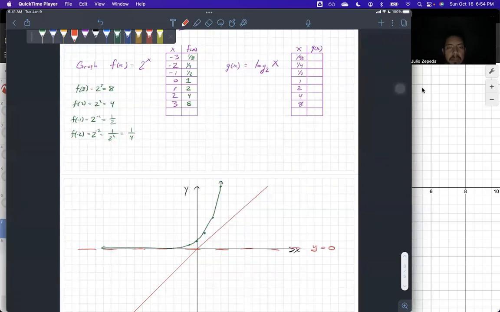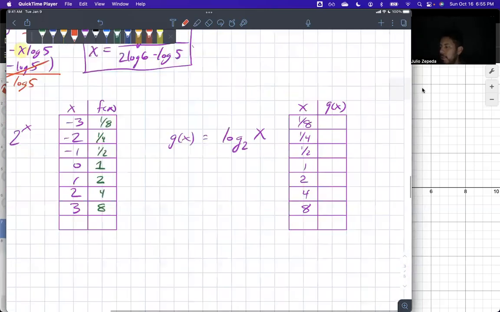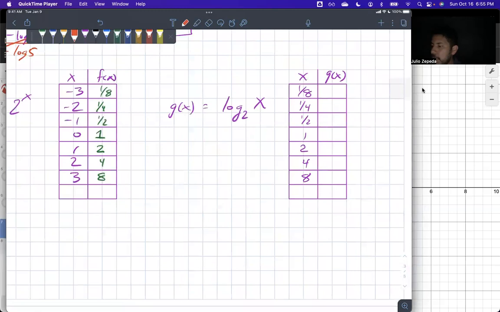Now for the logarithm, let's graph the log base 2 of x. And let's plug in the number 8. The log base 2 of 8. What exponent do we need to put on 2 to get 8? Oh, that's 3. The log base 2 of 4.